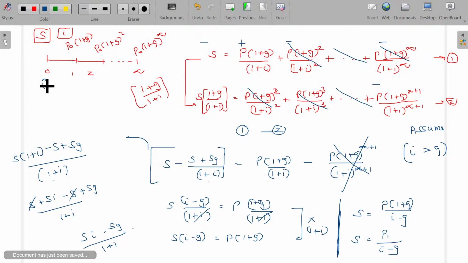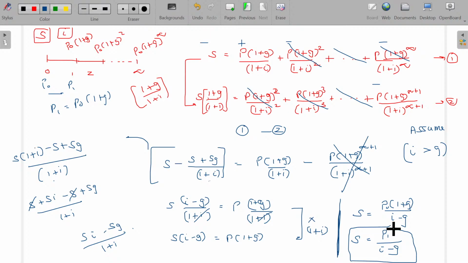Here the P being P0, 1 year later it may be noted as P1. P1 should always be equal to P0 into 1 plus G. We started with the P0 only, so P0 into 1 plus G is nothing but P1. This is a fantastic formula given by Gordon. That's why it is called Gordon's growth model. One of the easiest formulae to decide the share price.